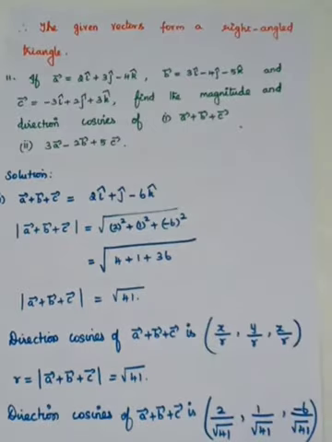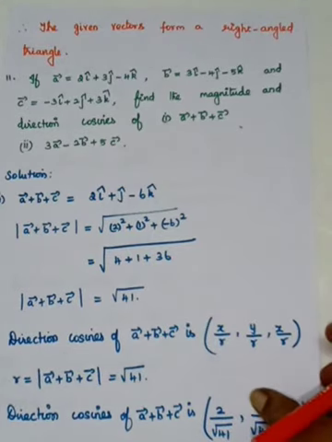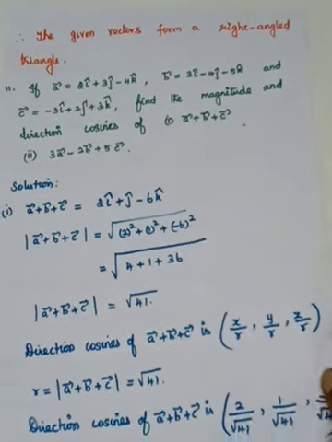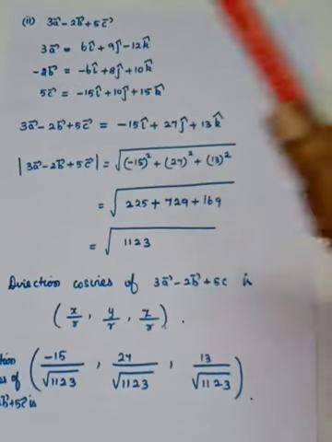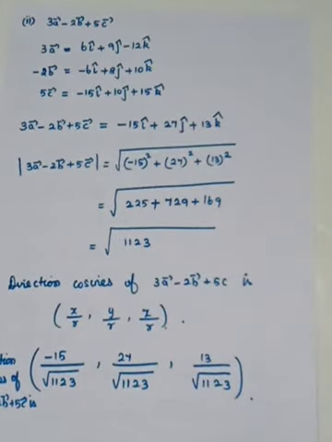See the second subdivision. What is here? 3a vector minus 2b vector plus 5c vector. First we have to find that. So first 3a vector. What does 3a vector mean? It's a scalar multiplication of a vector.